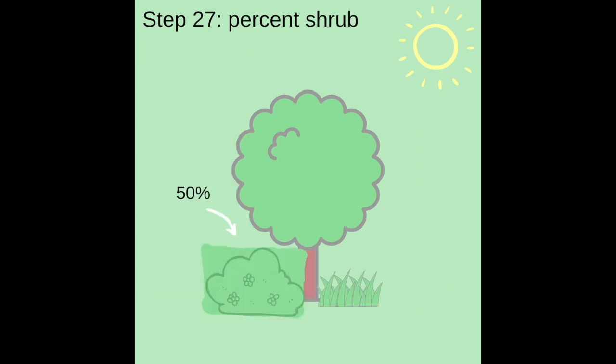And finally, step 27 is the percent shrub. This is an estimation of how much of the area below the tree is covered by shrubs. For example, if there is an area of shrubs covering just less than half of the ground beneath the tree canopy, then record as 40%.